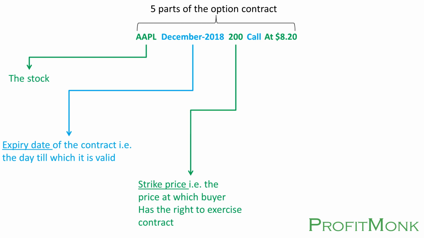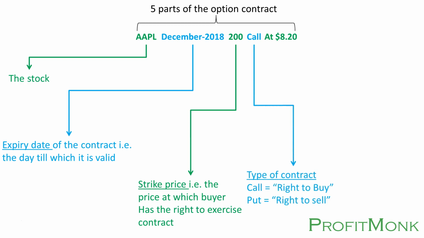It doesn't matter what the price of the stock is anytime before December 2018. It could be $250 in the open market. It could be $280 in the open market. It could be $210 in the open market. But once you have bought the option anytime before December 2018, you have as a buyer the right to exercise and buy the stock at the strike price.